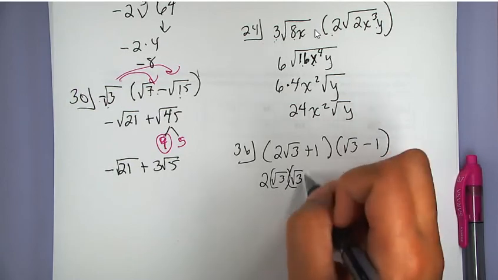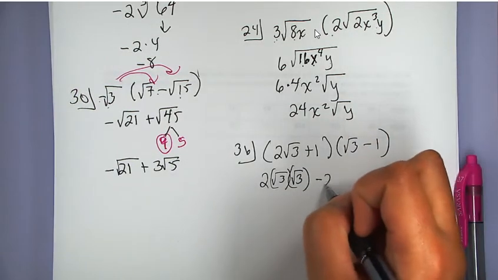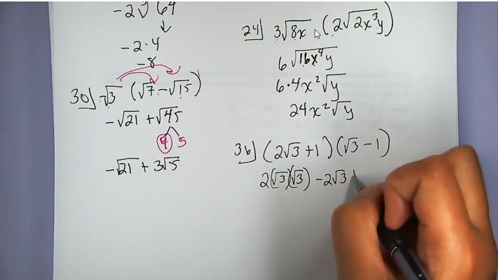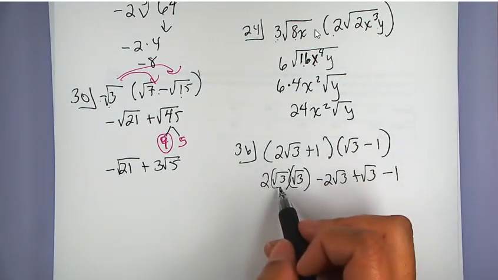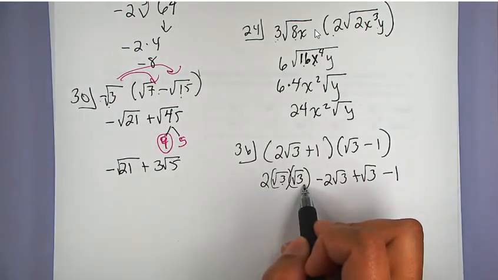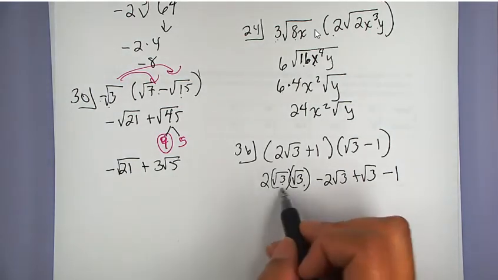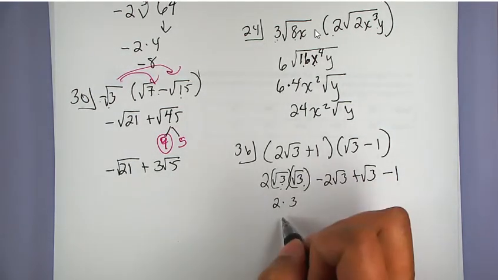So here we go. 6 minus 1 is 5. And negative 2 plus 1 is a minus square root of 3. And guess what? I'm done. That's it. Don't make this harder than it has to be. It is what it is.